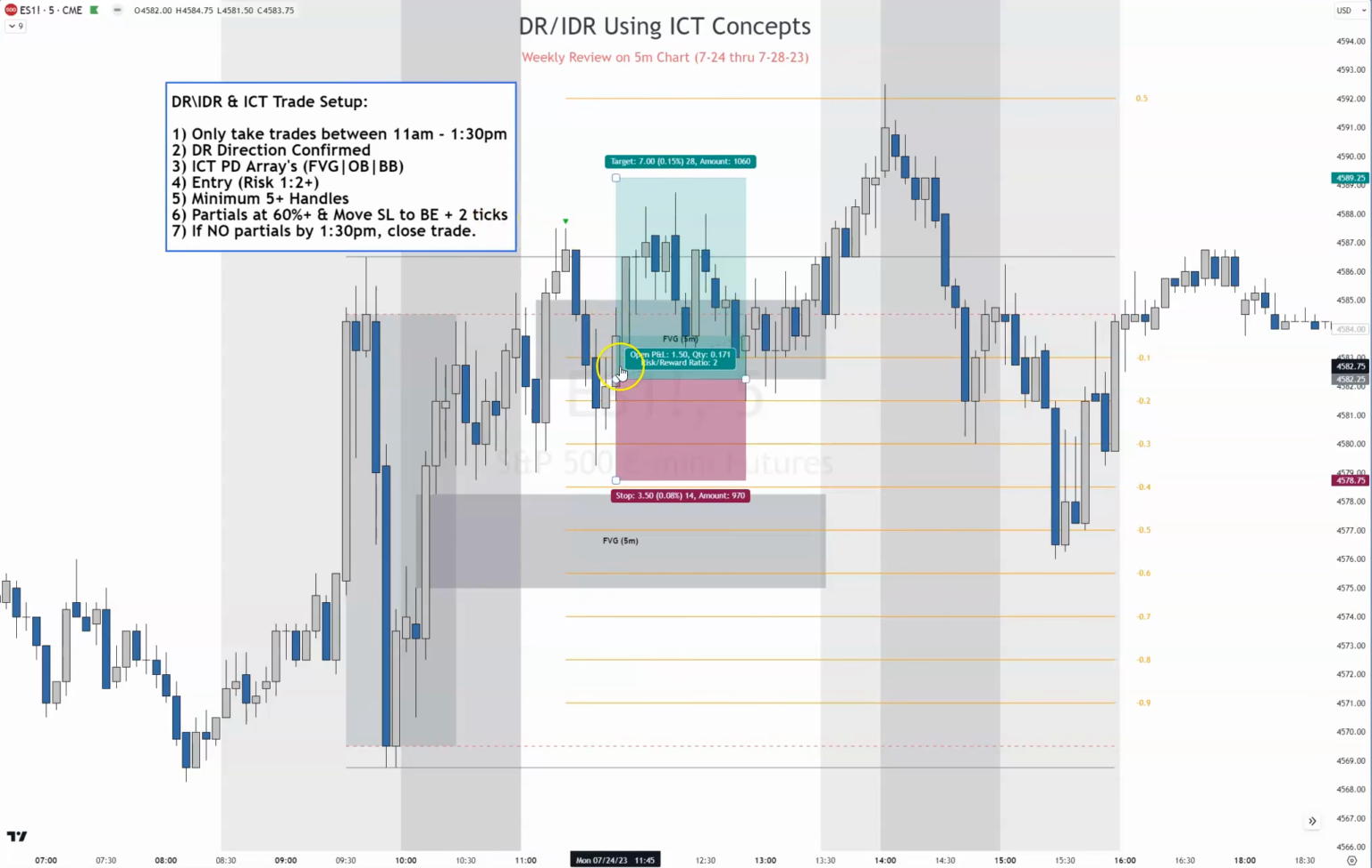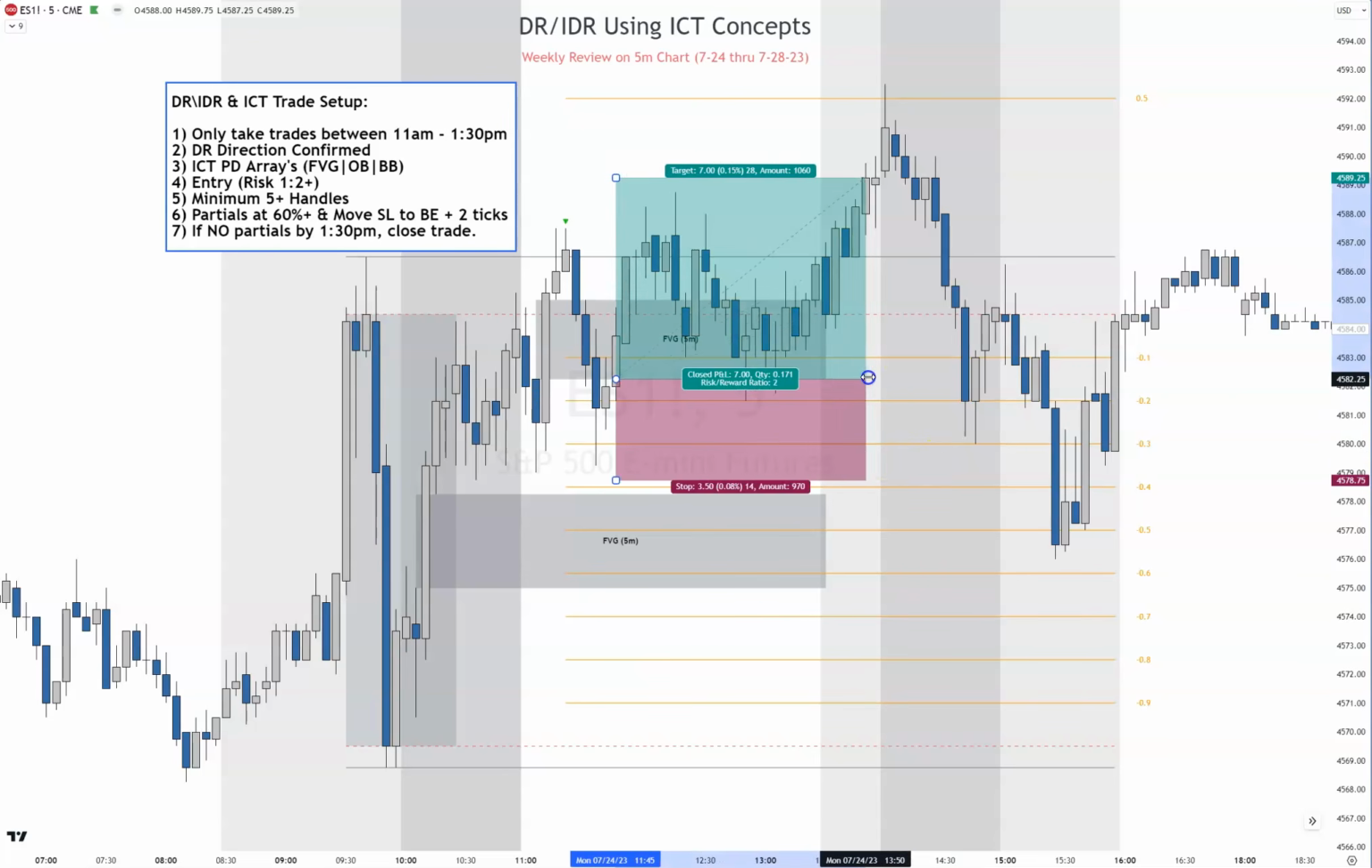I always do 2 ticks because I don't want to be at 0. I just want a little bit of profit in there, to make sure I cover any spreads, commission fees or anything like that. So I always move it just a little bit above break even. But I took a partial here, so I'm fine. Got paid. I'm cool. It's great. If you didn't move your stop, you would have hit full TP, and there you go.